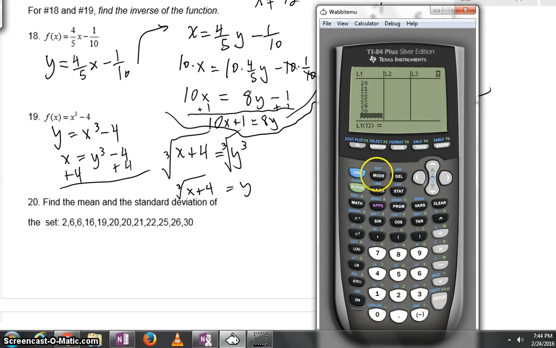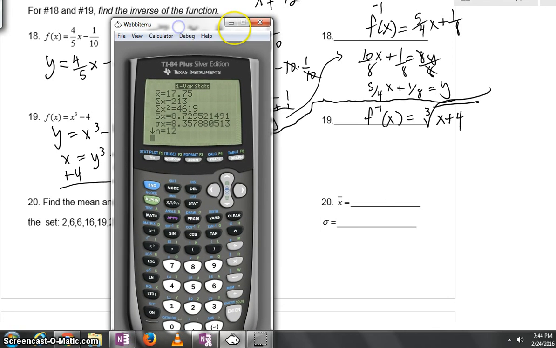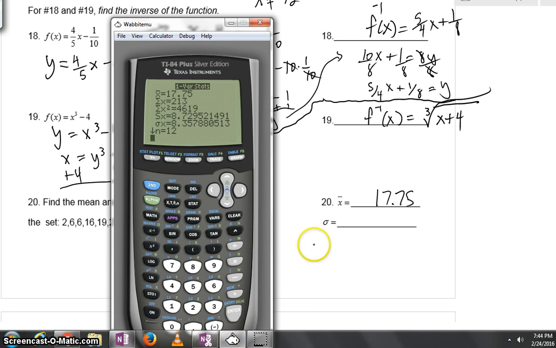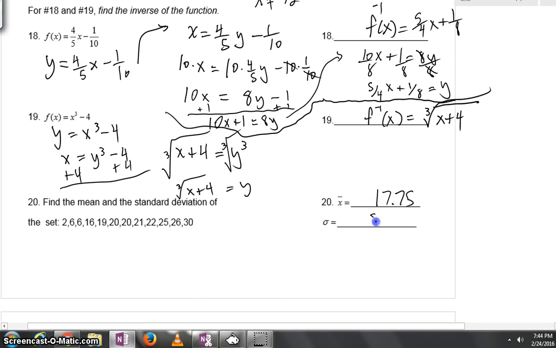I'm going to hit second quit, press stat, go to calculate, and go to one variable statistics. Hit enter 3 quick times, and the first number that you see is actually your mean. That's 17.75. Your sigma, your standard deviation, is right here, the 8.4 roughly, and then you're done.